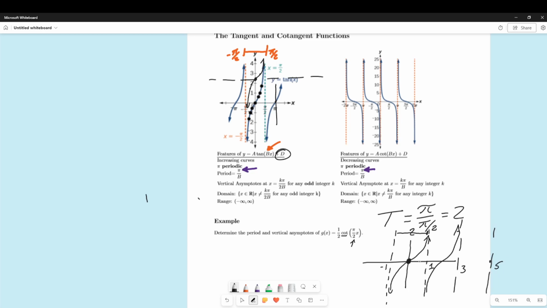The only difference going from that to cotangent is our midpoints become our asymptotes, and our asymptotes become our midpoints. So cotangent would have an asymptote at that midpoint, an asymptote at that midpoint, and so on.